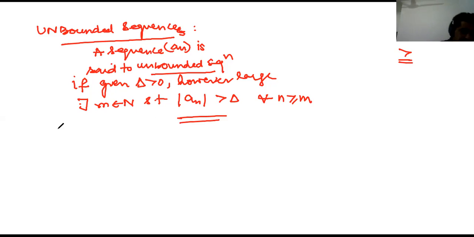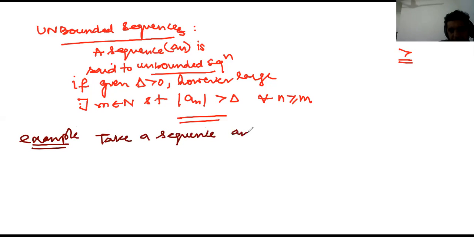Let us explain by example. Example. Take a sequence an where an is equal to n square. Let it be. It can be taken to be n also. So this is also working.